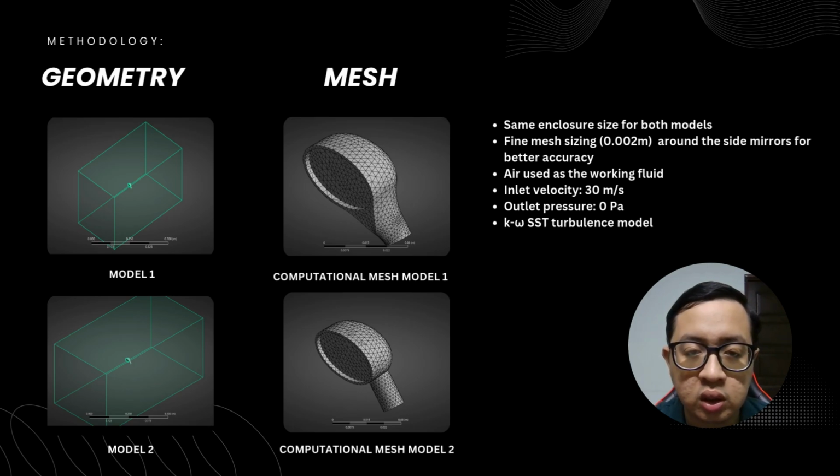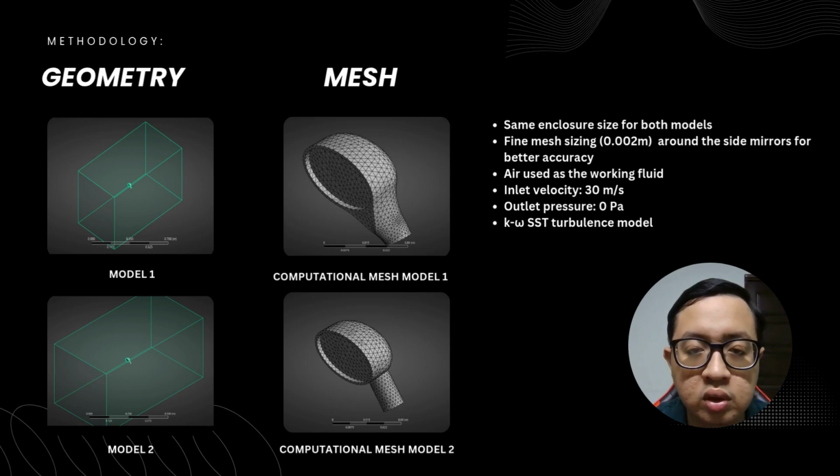Next, we make the mesh. We add the face size of 0.002 meters on the mirror surface for better accuracy. Then we name the boundaries. At the back end is the inlet and the front end is the outlet. The top, bottom, left and right sides are the symmetry. The mirror surface is the wall. We generate the mesh and save it. We did the same for both models.